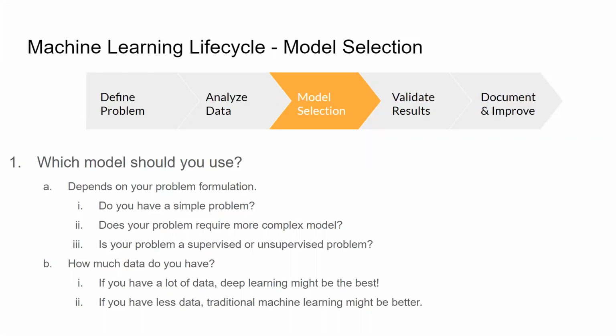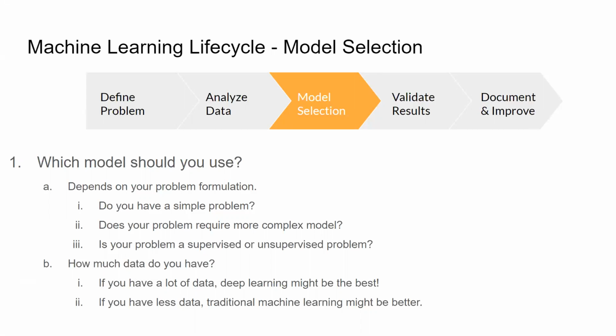So do you have a simple problem? And by simple, essentially what that question is asking is, is the boundary linear? Can the 2 classes be separated linearly? If it's a regression model, is this easy to model with a simple linear model? If not, does it require a more complex model? Perhaps you need to use some kind of deep learning. Perhaps you need to use reinforcement learning. Is your problem a supervised or unsupervised problem?